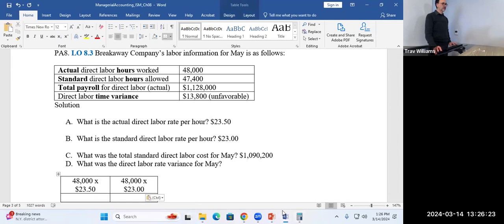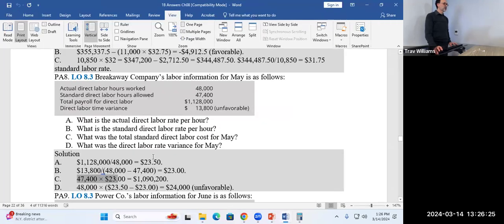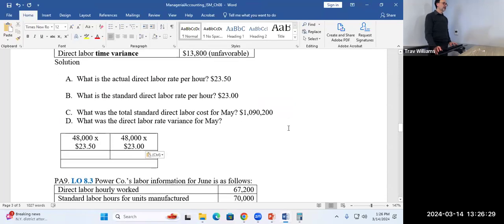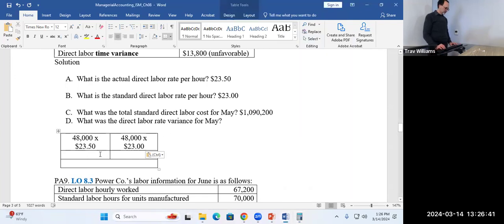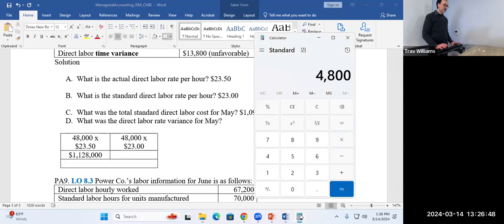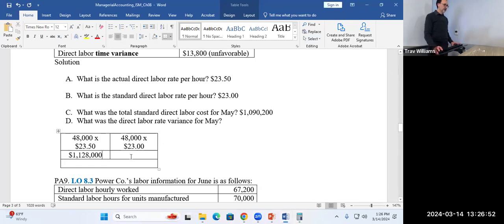Right? I better check all those just to make sure before we do all the calculation. Yeah, we did get those right. Good. Okay. All right. So then we just multiply here. Actual hours times the actual rate is 1,128,000. Actual hours times the standard rate equals 1,104,000.